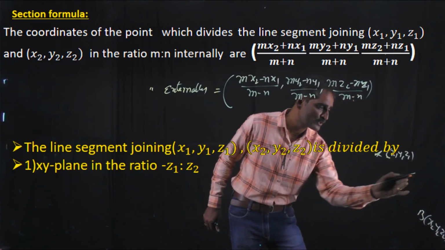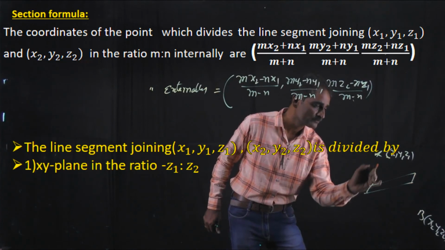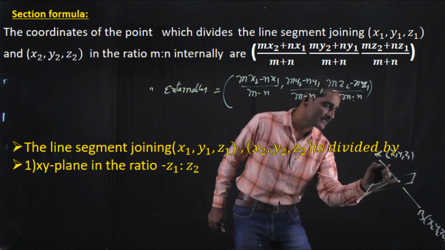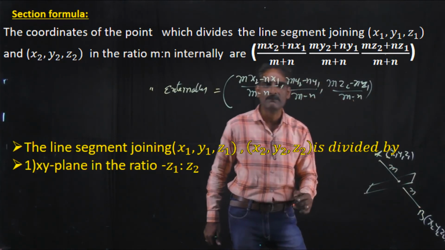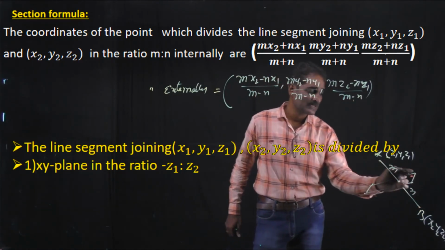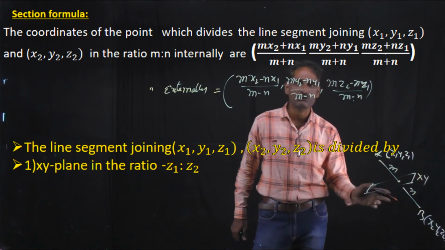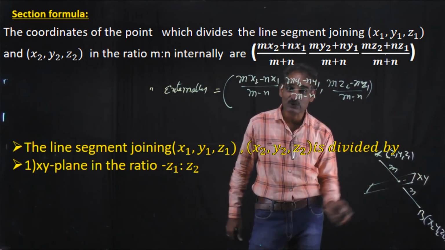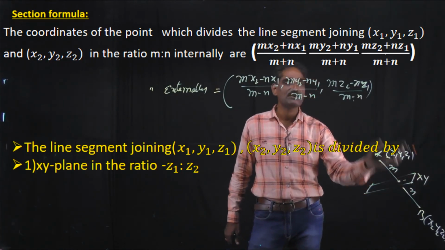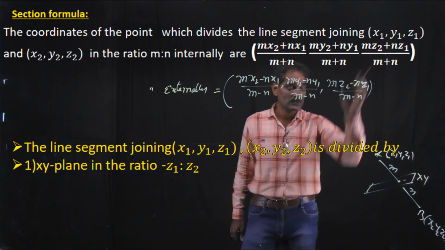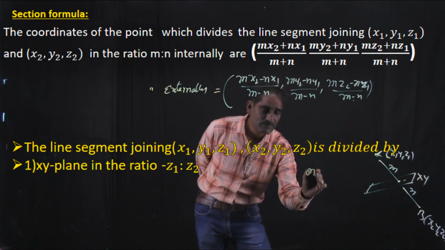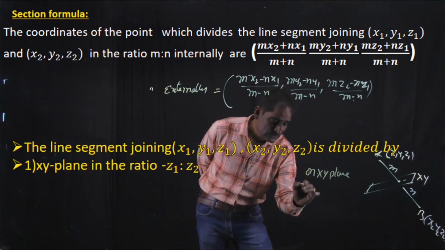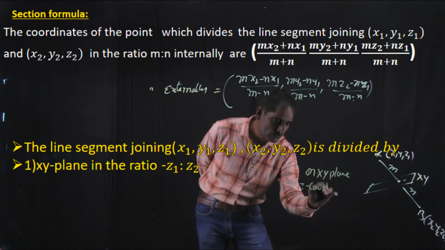So this is the position of the plane which divides the line segment AB internally in the ratio m is to n. Here we have to find out the ratio in case of the xy plane. So on the xy plane, all of you know the z coordinate is 0. So just apply the z coordinate 0 property for this coordinate. On the xy plane, the z coordinate is equal to 0.